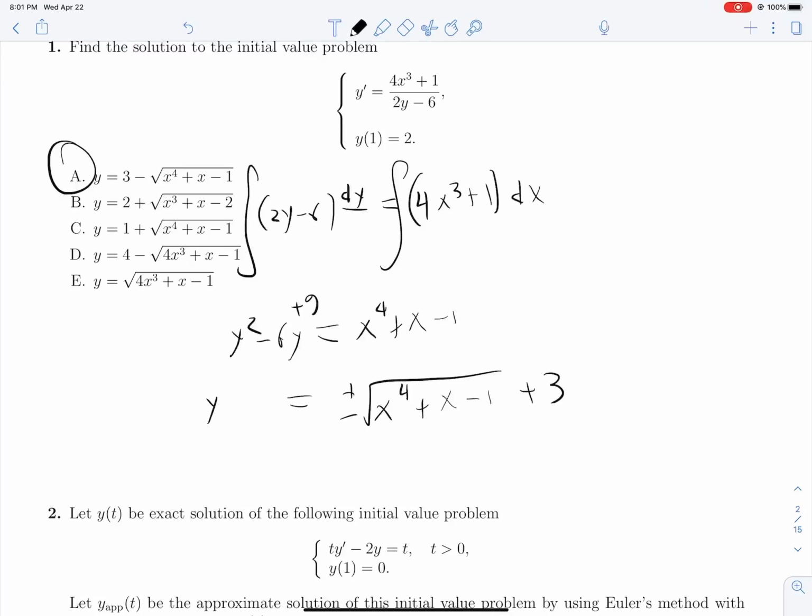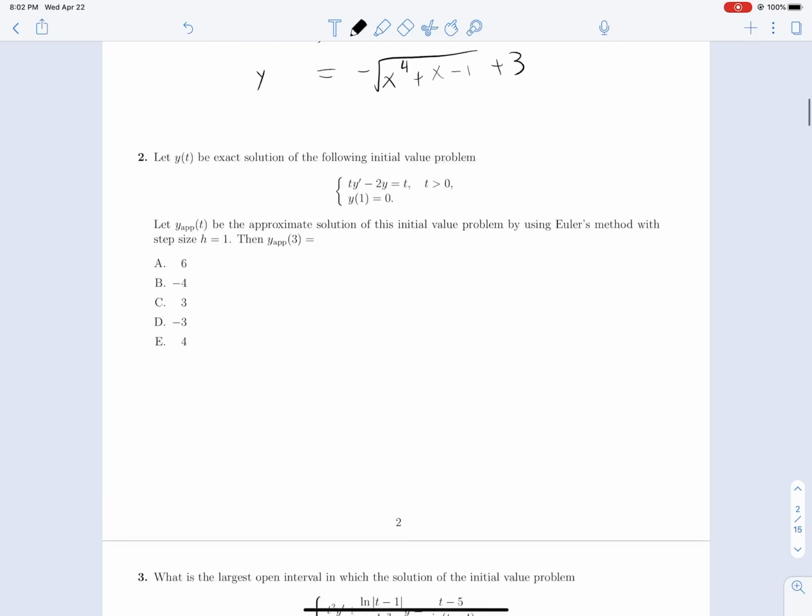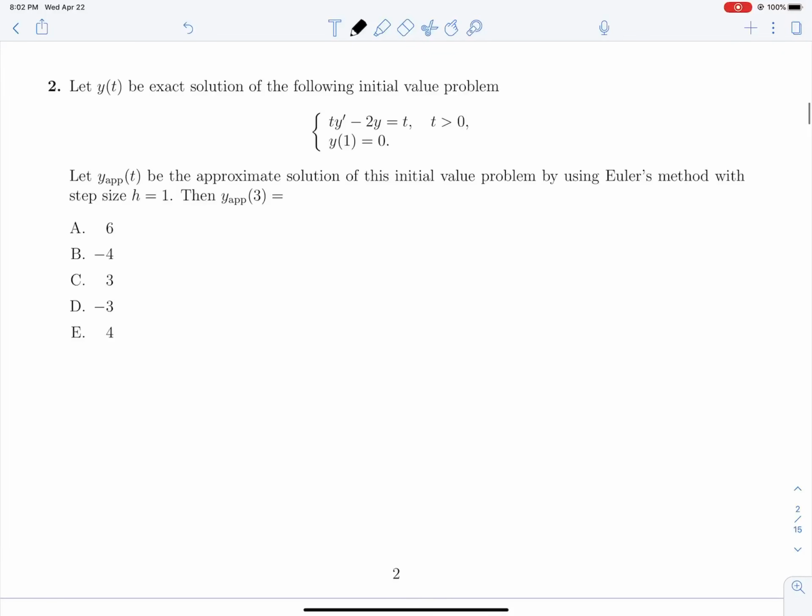So y at 1 is equal to 2. That will give us the square root of 1 here. Yeah, so we'll need to use negative 1 plus 3 to get to that 2, so 1 is a. We're finding the exact solution to this initial value problem, and well, no, sorry, y of t is the exact solution. We're finding y approximate of t, and we're approximating y at 3.